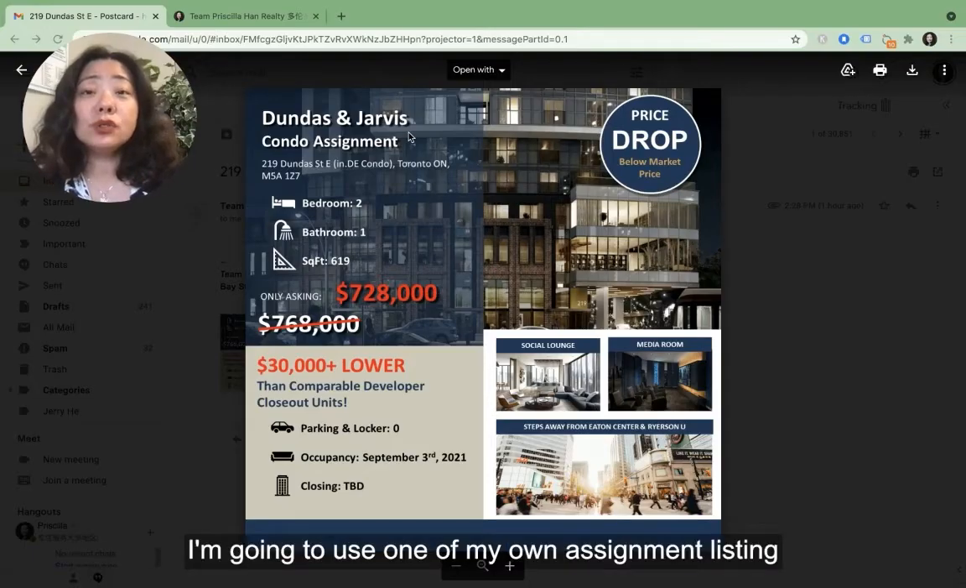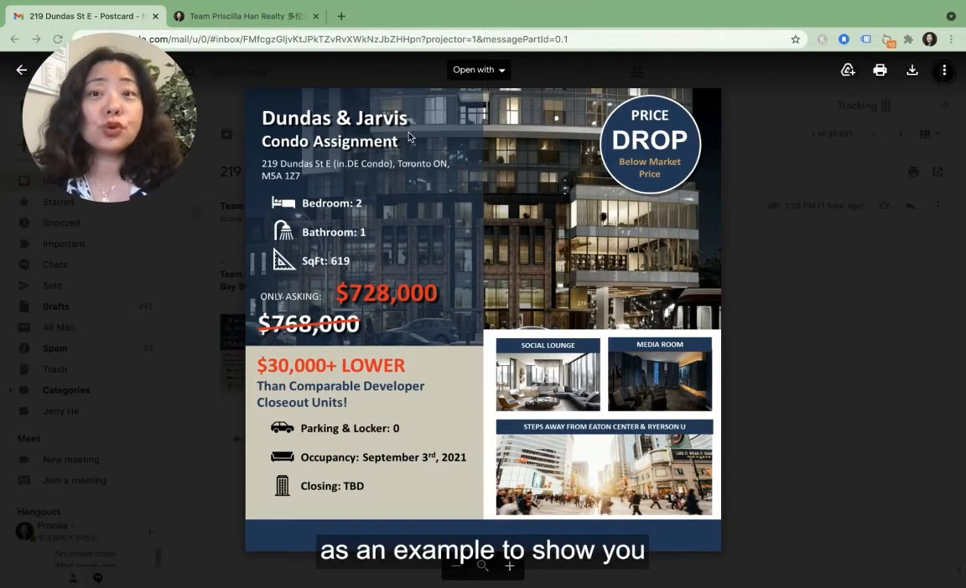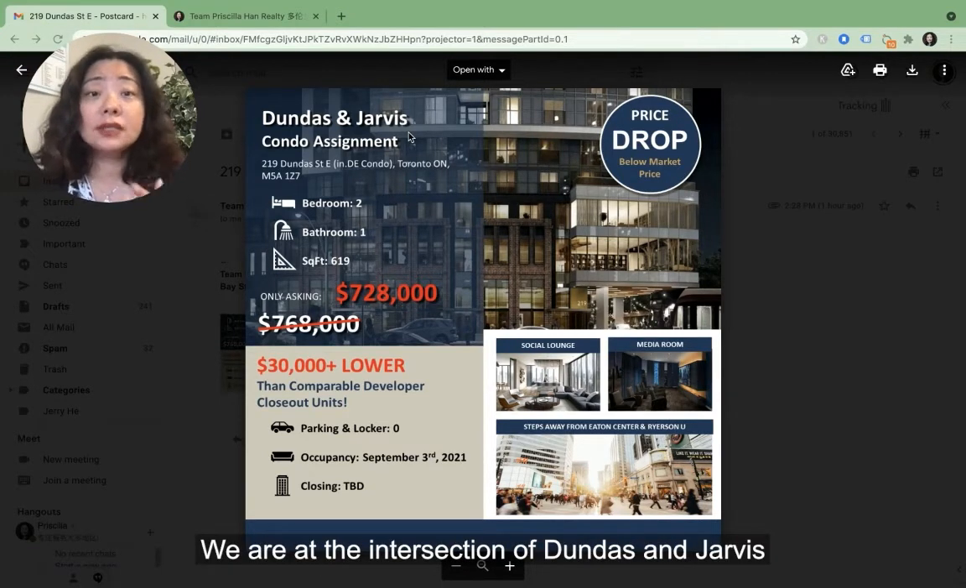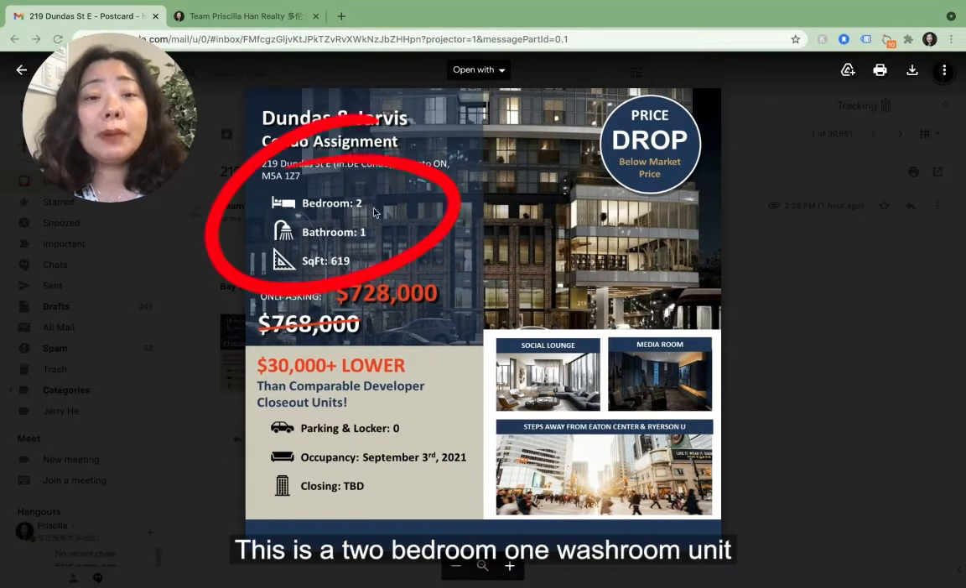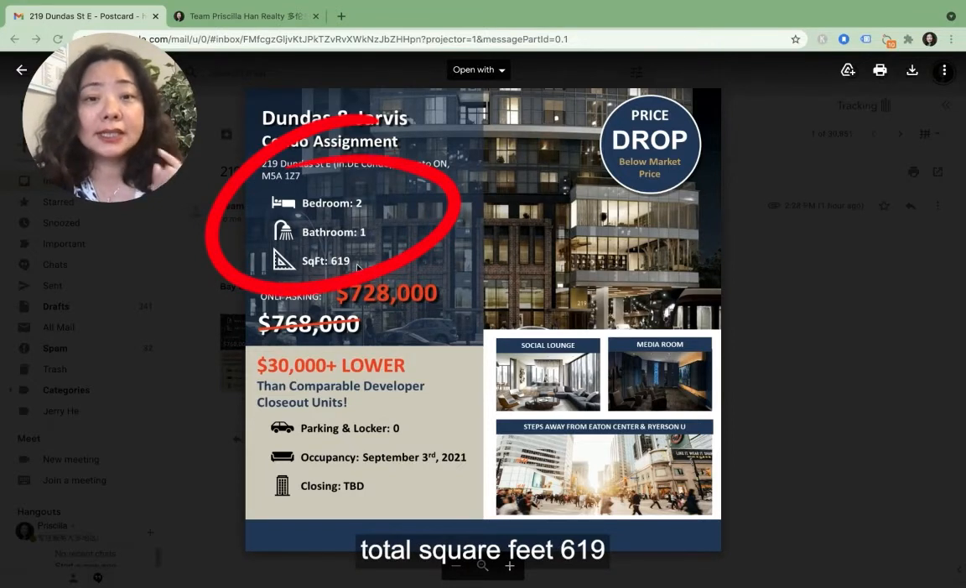So today I'm going to use one of my own assignment listings as an example to show you how to calculate the total cost. This project is called INT. We are at the intersection of Dundas and Jarvis. It's very close to Ryerson. The developer is Mankis, so you must know this is one of the most reputable developers. This is a 2-bedroom, 1-washroom unit, total square feet 619.